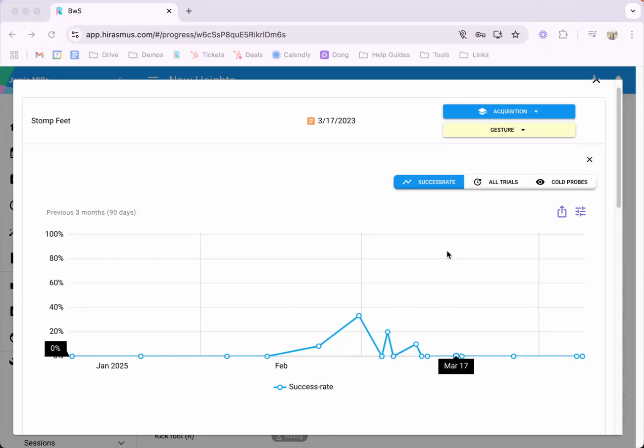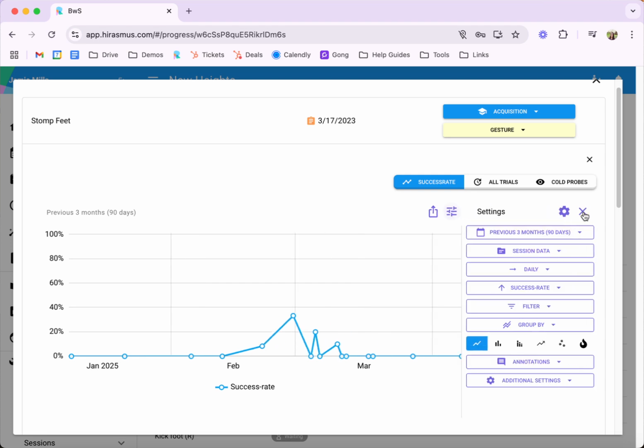In this video, we're going to talk about some common graph settings if you are using the automatic prompt fading prompt level template. So you set that up in your skill acquisition program. You can watch a separate video on setting that up and running that. There are some specific settings that can be helpful with this type of program.